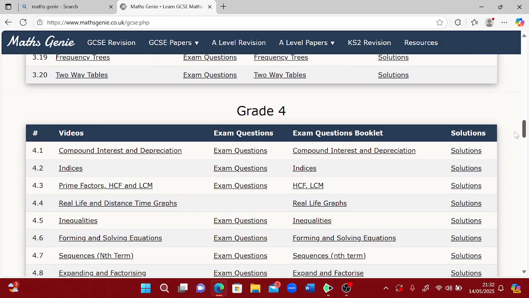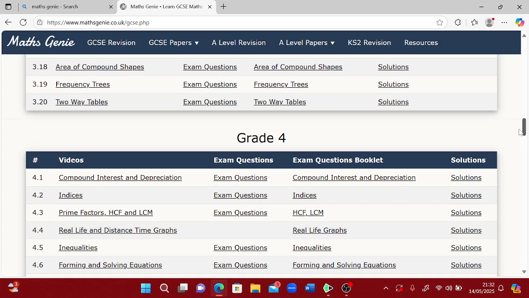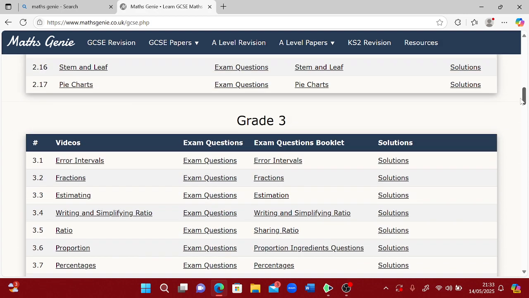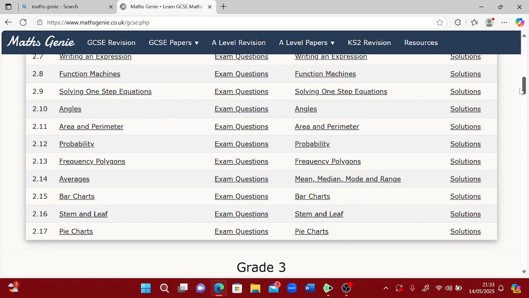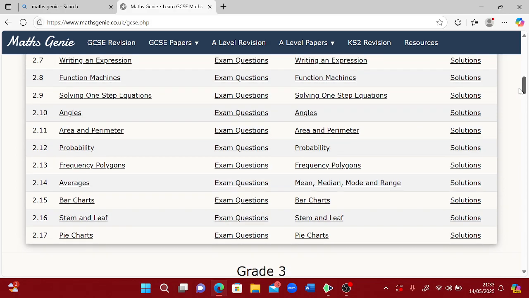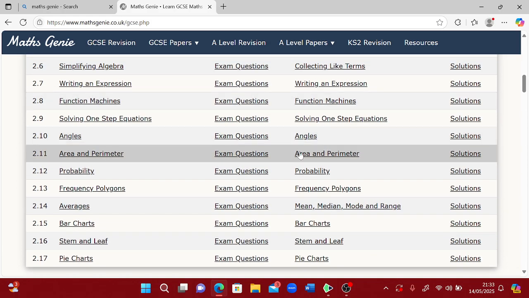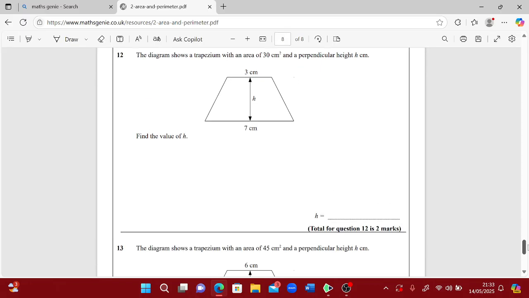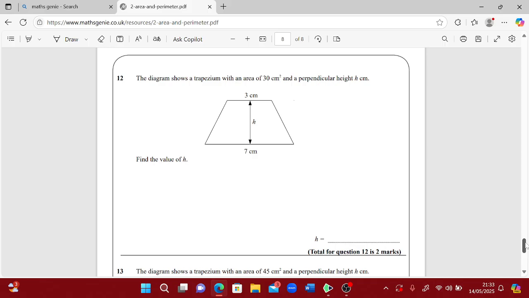Do you mean problems like perimeter and area, but they give you a variable instead of just having to find a definite number? I'll show you what I mean. So area and perimeter, for example, like this, with a bit of algebra in there. You've got to find h, so there's a variable there. Is that what you mean, or is there something else?